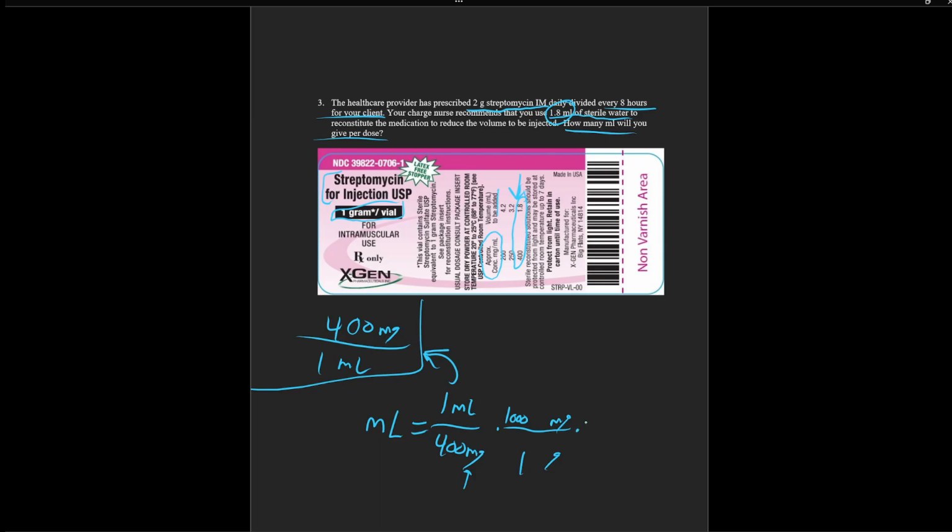And then, in order to finally get rid of those grams, we'll have grams at the top. And our order is 2 grams, which is very helpful. And so when we cancel out milligrams and cancel out grams, we'll have 1,000 divided by 400, and that's going to give us our milliliters. So if we bring that down here, we have 2,000 divided by 400, which equals 5.